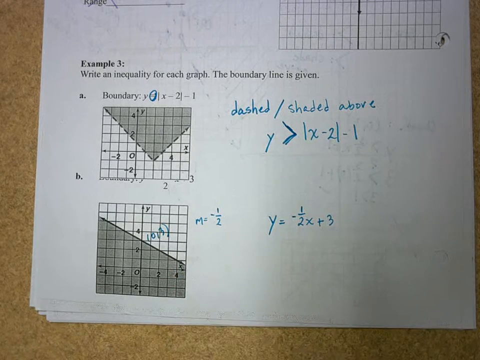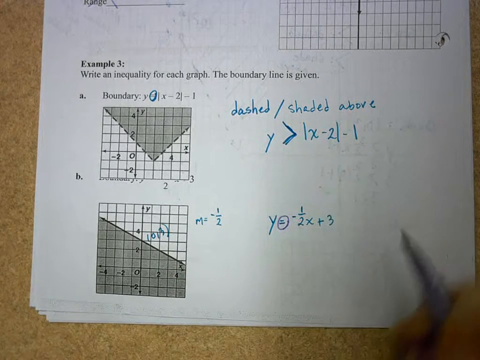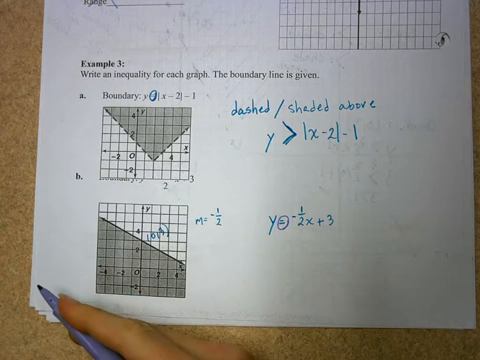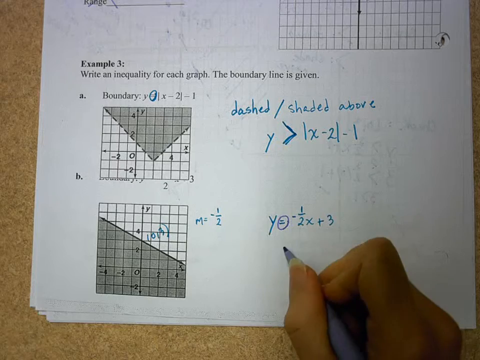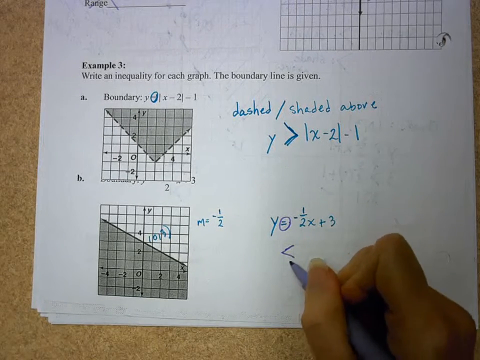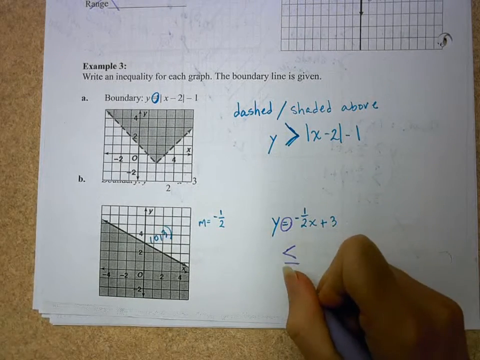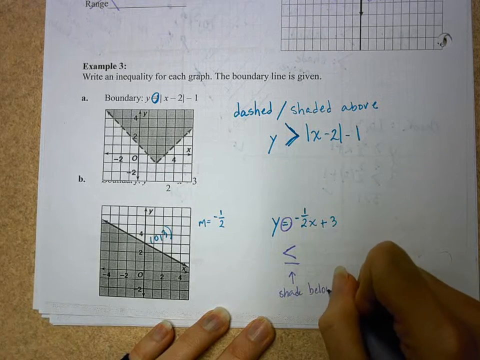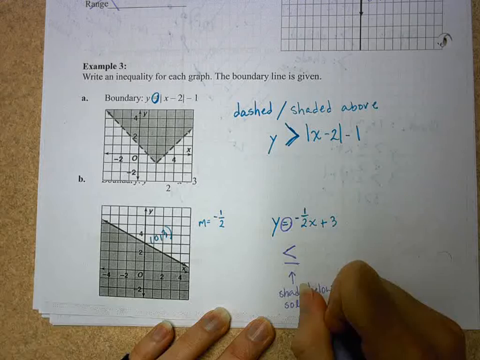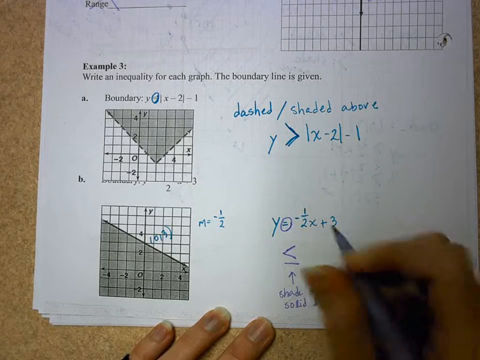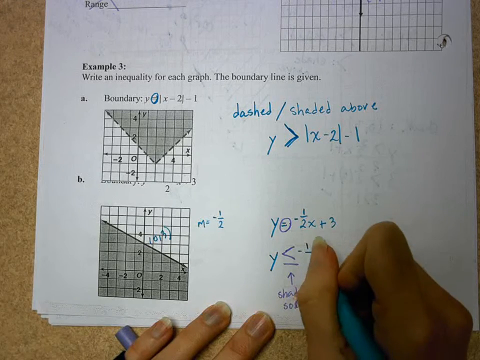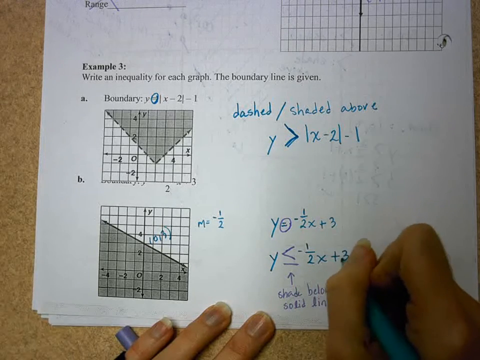But now what type of inequality symbol should replace this? Hopefully you're thinking, because I shaded below the line and I have a solid boundary line, I should have a less than or equal to. That corresponds to shading below and a solid boundary line. So we would have y is less than or equal to negative 1/2 x plus 3.